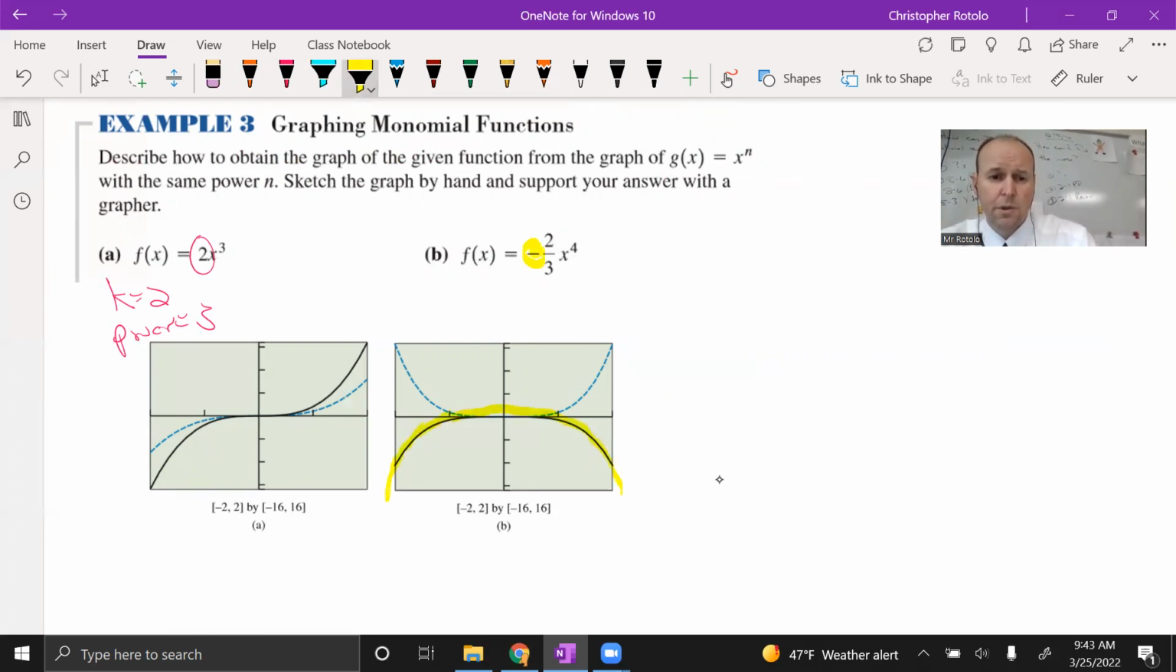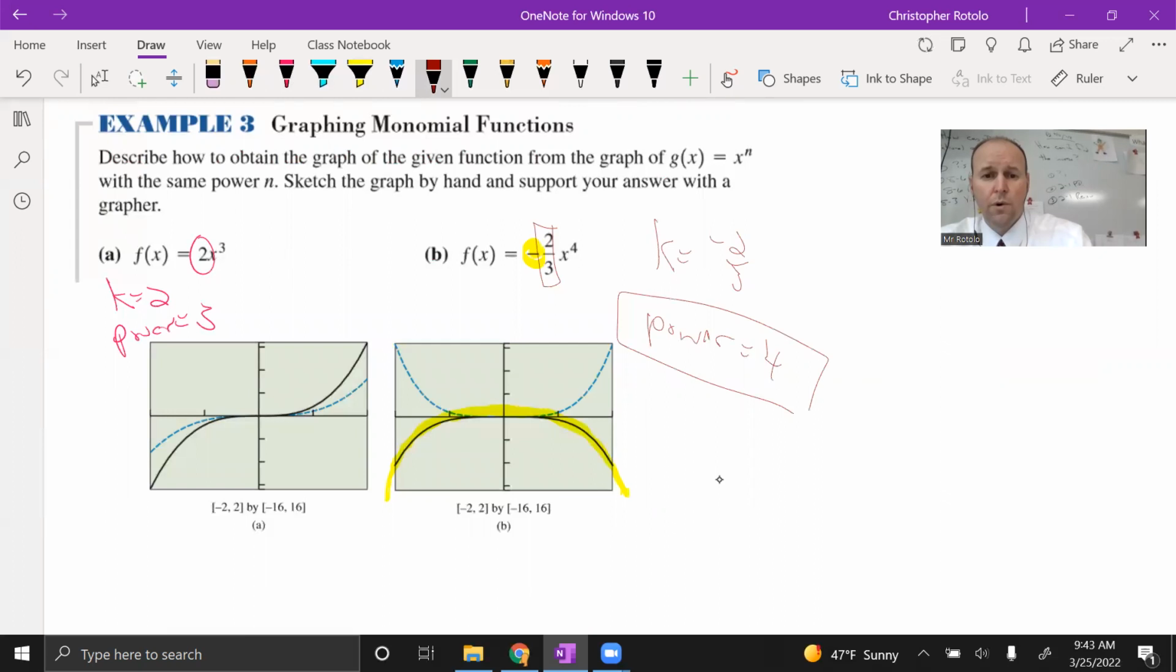It's x to the 4th, so it looks like x squared, kind of making that parabola shape. It's been vertically compressed. That's why it's so wide, but then it's upside down, x to the 4th power. So here we have k equals -2/3, right? So that's that upside down, right? X-axis reflection, the 2/3 is going to give us a vertical compression, and the power equals 4. Right, so which one's even and which one's odd?